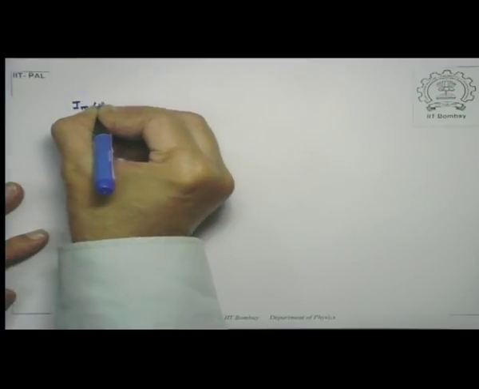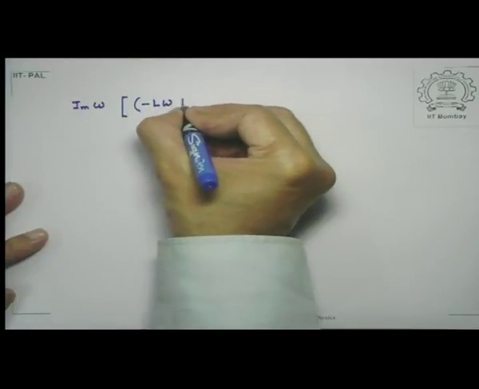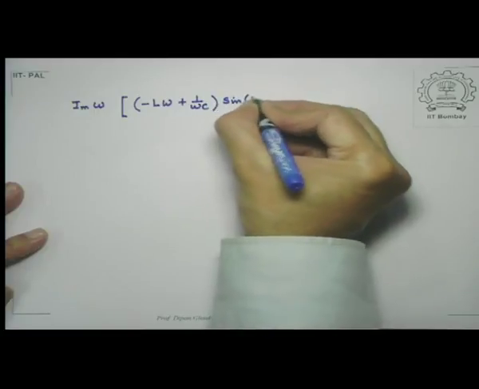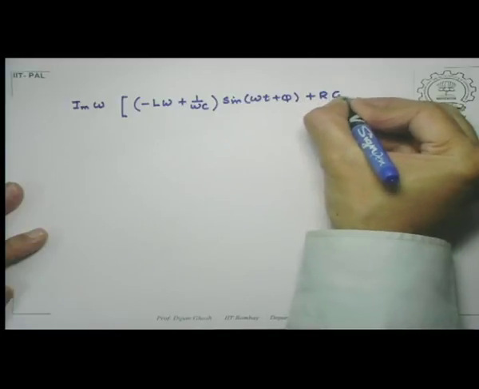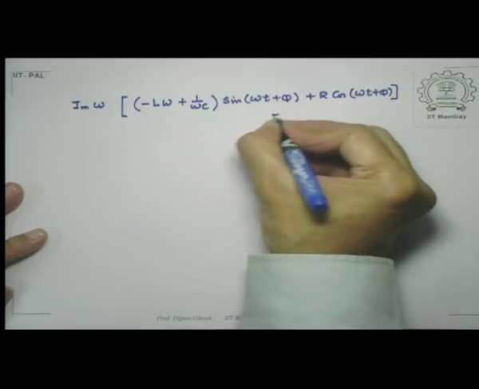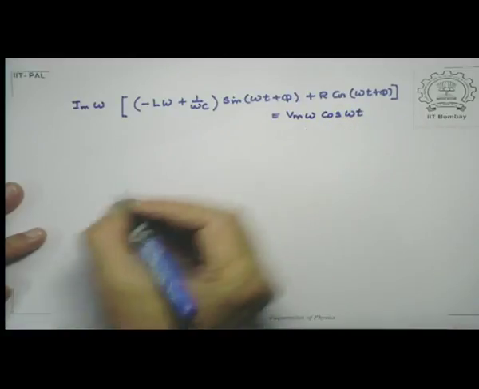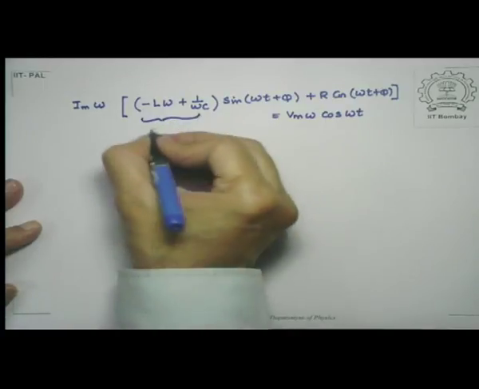So what I get from here is Im omega, minus L omega plus 1 over omega c, times sine of omega t plus phi, plus r cos of omega t plus phi, and that's equal to Vm omega cosine of omega t. Observe that this quantity here is xc minus xl.